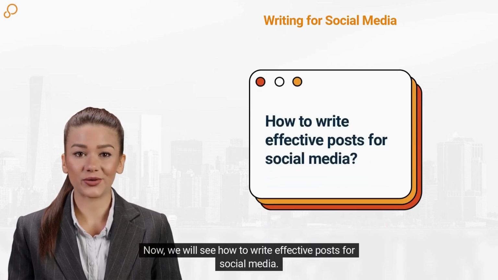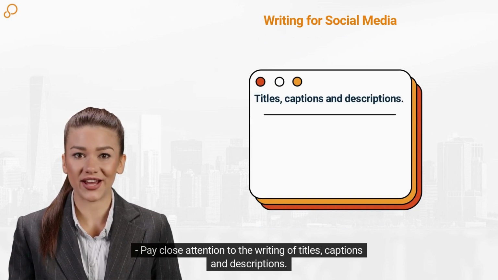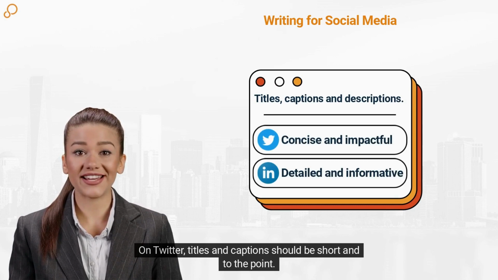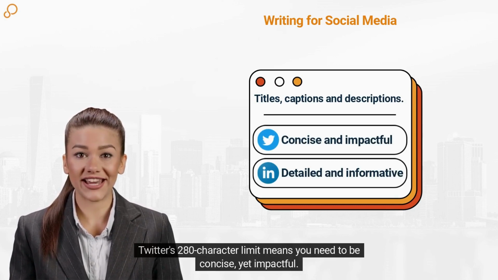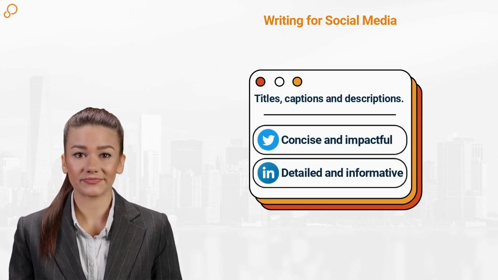Now, we will see how to write effective posts for social media. Pay close attention to the writing of titles, captions, and descriptions. On Twitter, titles and captions should be short and to the point. Twitter's 280-character limit means you need to be concise, yet impactful.